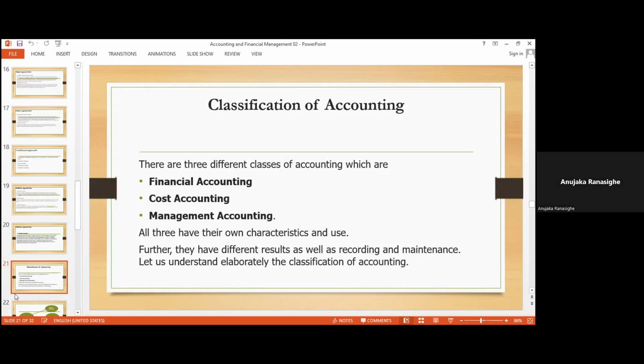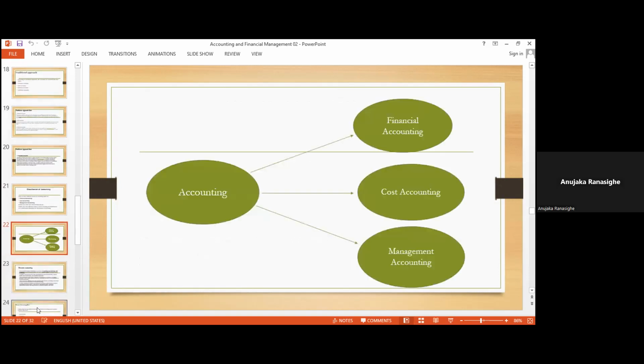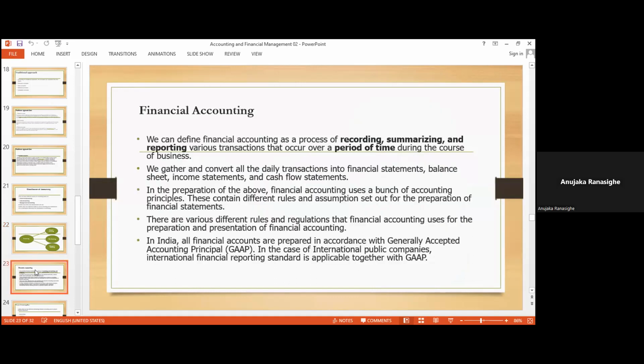They have 3 types of accounting system. These are the 3 types of accounting system. Accounting, we can divide into 3 types. We can classify three types: financial accounting, cost accounting, and management accounting. This is the financial accounting. We discussed it earlier, in the last lesson.